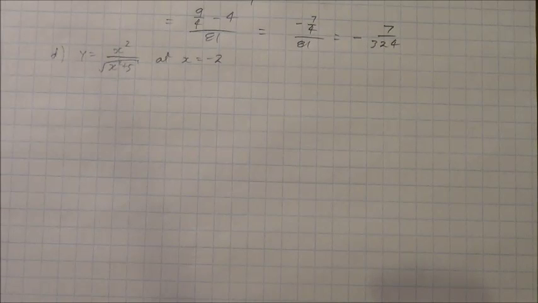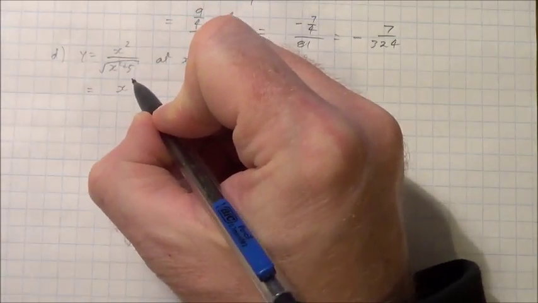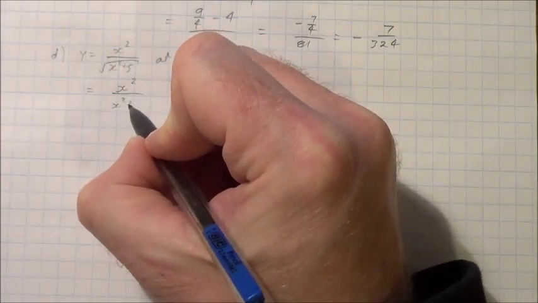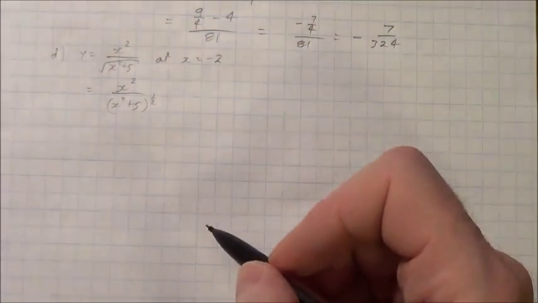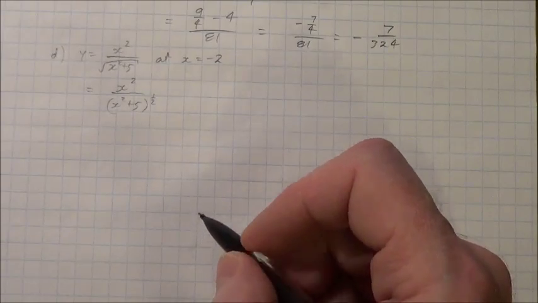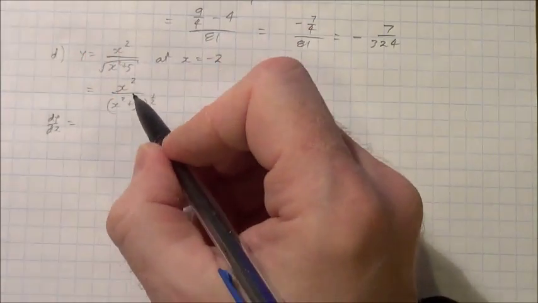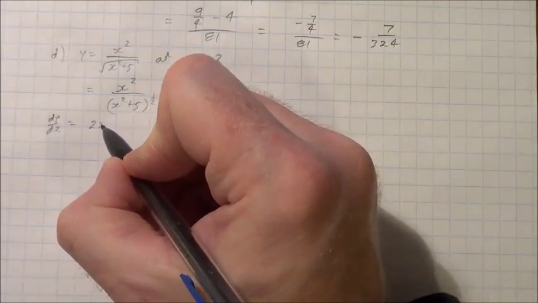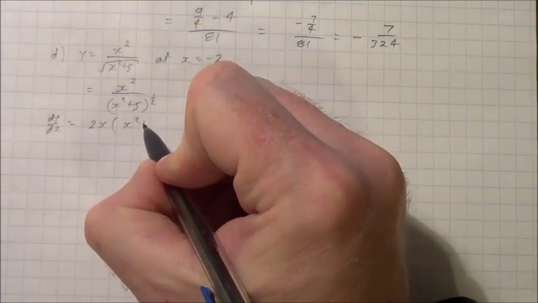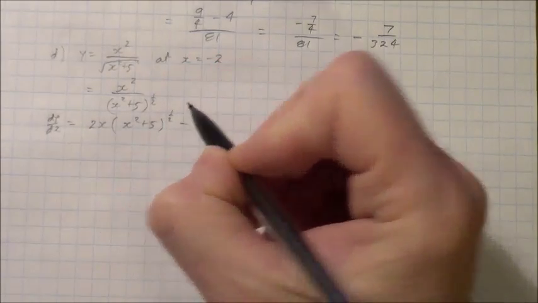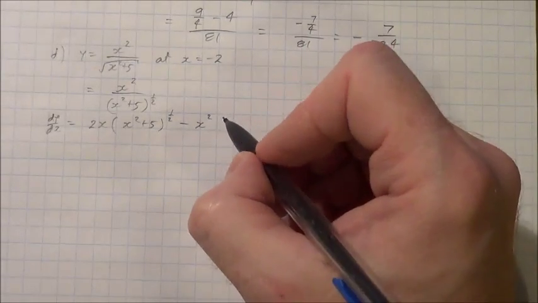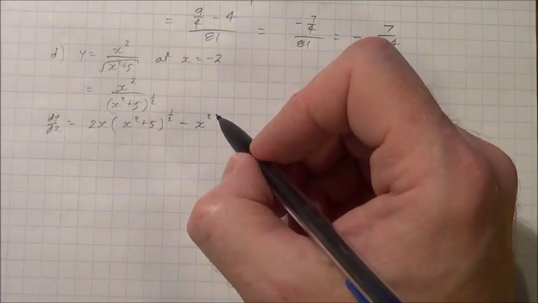And in part D, y equals x squared over the root of x squared plus 5. And we're evaluating the gradient to that curve at x equals negative 2. So I will again write this in exponent form, like that. And then we will differentiate this. We'll find the gradient function. So dy by dx is, again, the derivative of the numerator multiplied by the denominator minus the numerator multiplied by the derivative of the denominator.